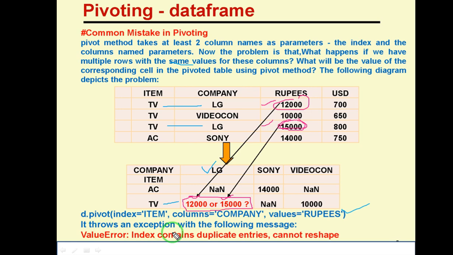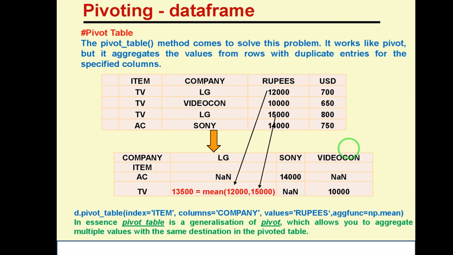Now to overcome this, because using the pivot function you can enter only one value at a particular place, but here at this position two values are coming. Out of these two values, which value will be displayed over here? So to solve this problem, we have a new function which is known as the pivot table function. The pivot table method comes to solve this problem.